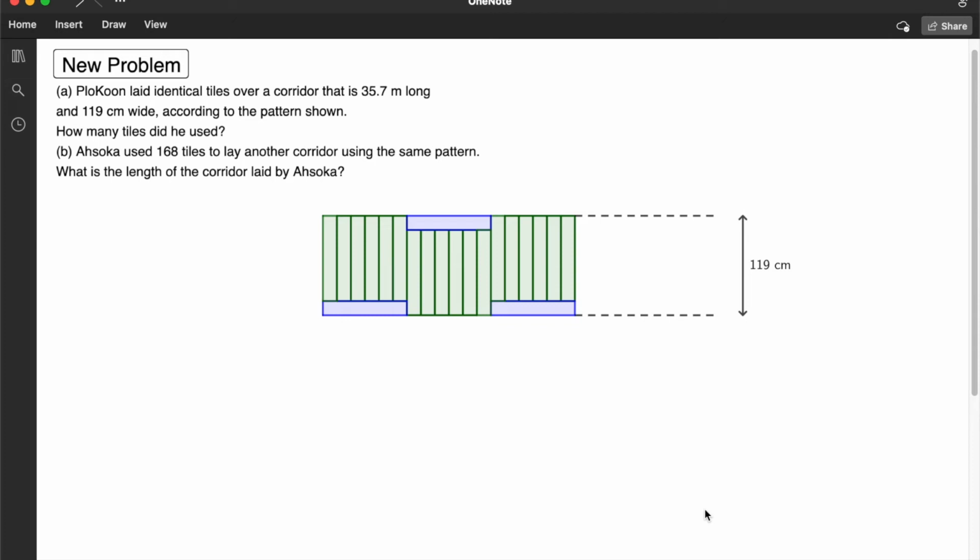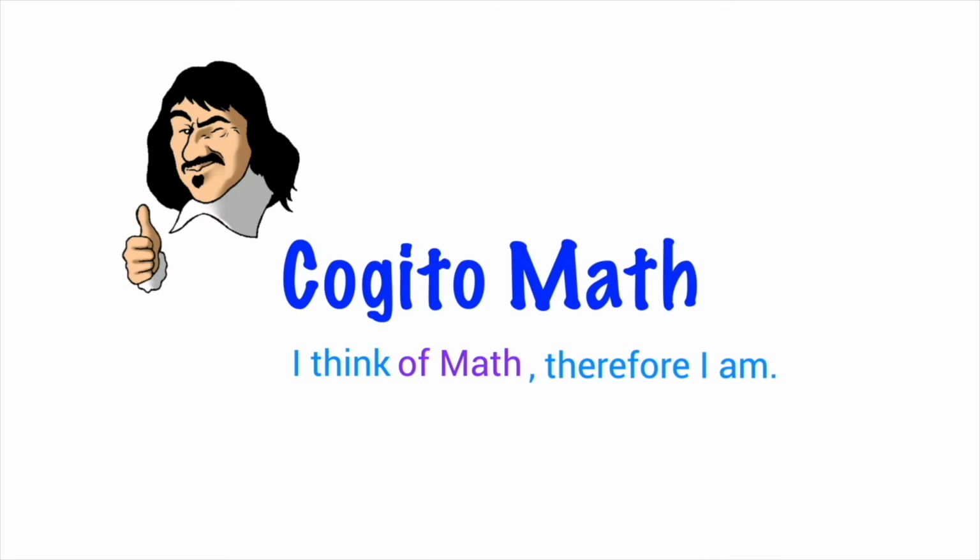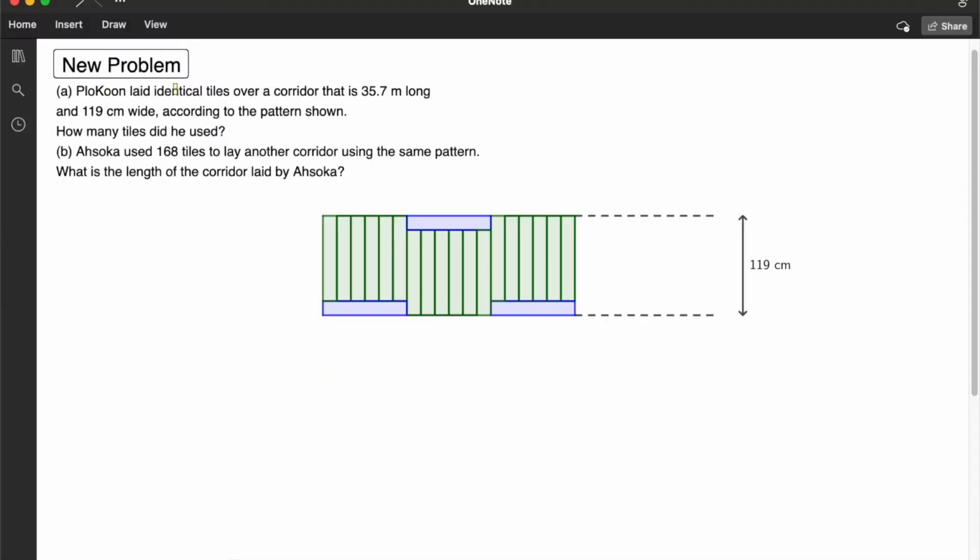In this short video, we're going to learn how to solve this repeated pattern or tessellation problem. Plokun laid identical tiles over a corridor that is 35.7 meters long and 119 centimeters wide, according to the pattern shown. Question: how many tiles did he use? Part B, Asoka used 168 tiles to lay another corridor using the same pattern. What is the length of the corridor laid by Asoka?